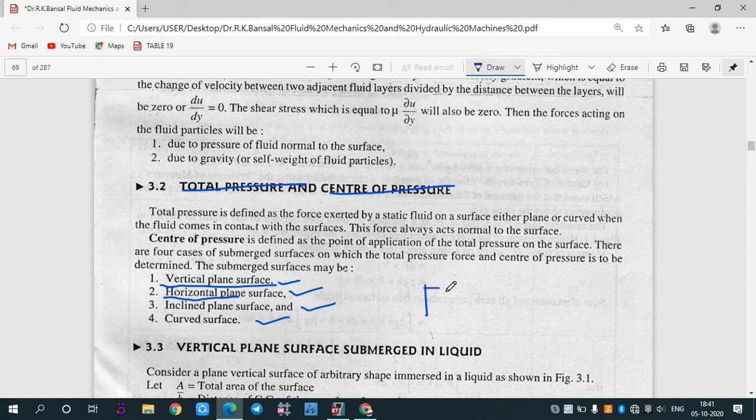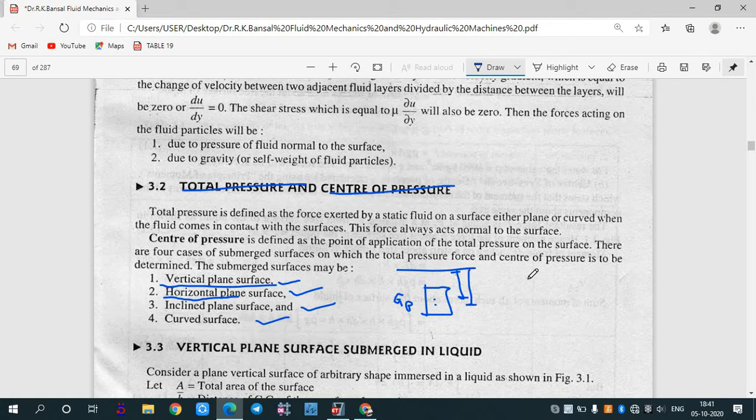Suppose this is your rectangular body. This is your free surface, this is your center of gravity, and this is your center of pressure. This is P, and suppose this is G. In this case, what is happening? The G height will differ from the free surface, and the center of pressure height will also differ from the free surface.